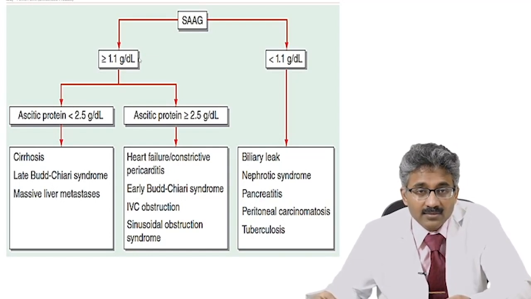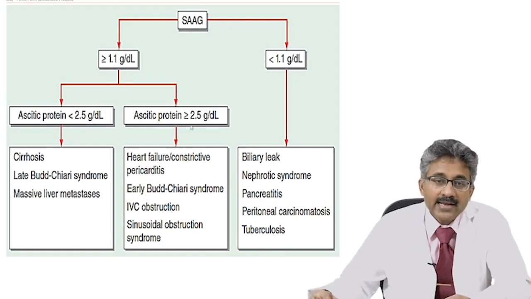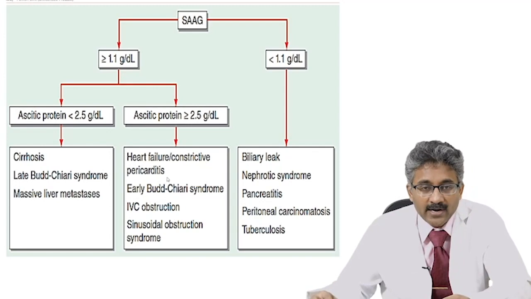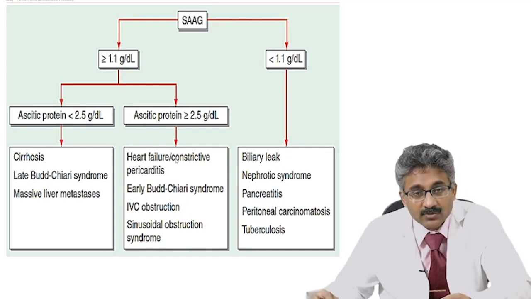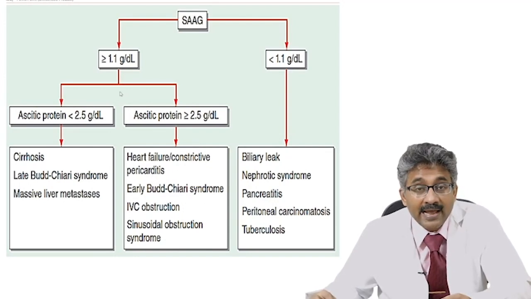Whereas SAG more than 1.1 with ascitic protein more than 2.5, you get in hepatic failure or constrictive pericarditis, early Budd-Chiari, infrahepatic vena cava obstruction, sinusoidal obstruction syndrome. Here, the damage to sinusoids is not that much, so protein can seep back to the peritoneal cavity. This is how SAG helps in the evaluation of ascites.